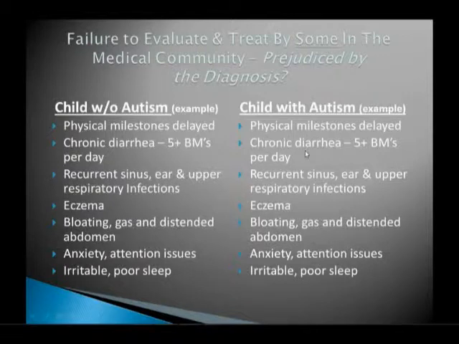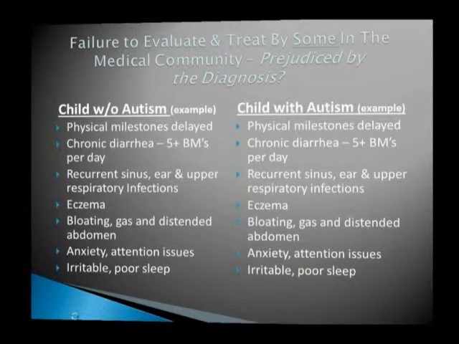But if you take that same scenario with a child with autism, at least in the past, and it's still going on now, many parents are ignored and the kids are sort of just forgotten, just sort of chalk it all up to their autism. Well, when you look at the DSM-4 and now the DSM-5 criteria for autism, nowhere on that criteria list is chronic diarrhea or eczema or abdominal bloating or recurrent sinus, ear, and upper respiratory infections. It's not on there. So the problem we have is a medical community that's often prejudiced by the autism diagnosis.